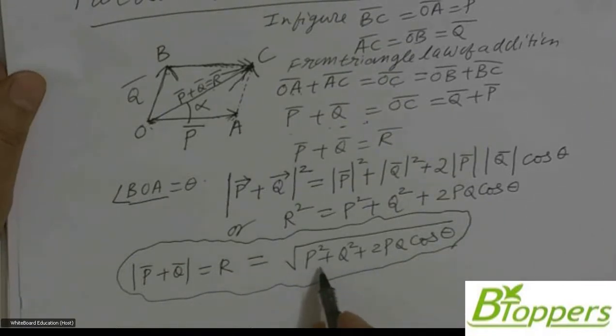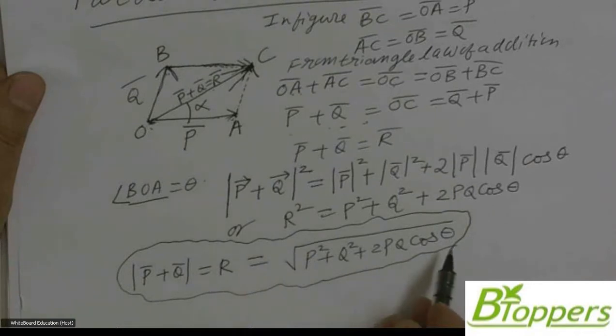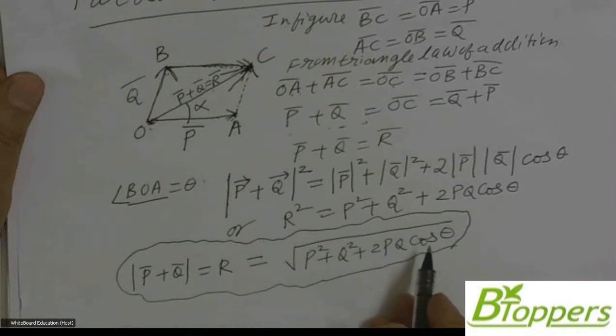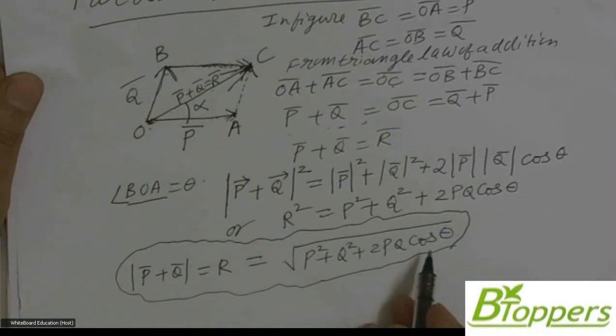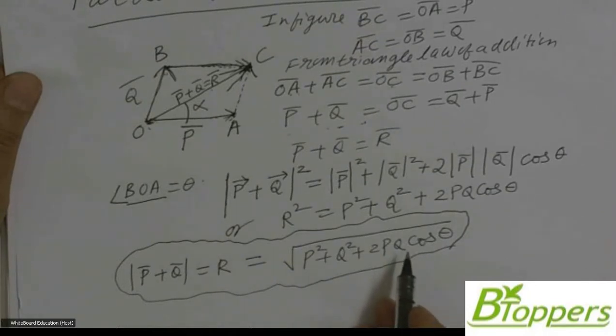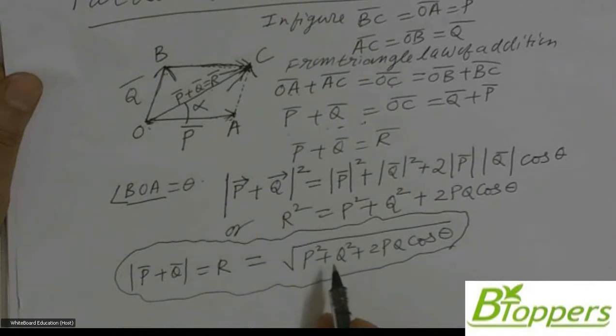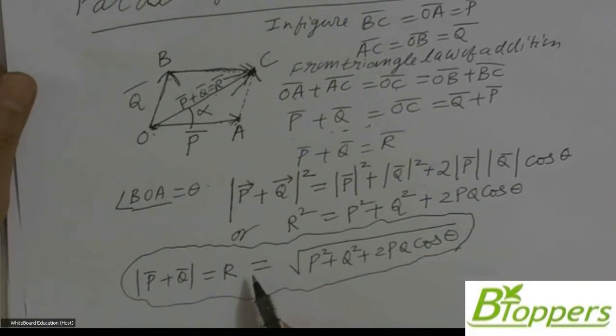So for given values of P and Q, R will be maximum when cos theta is maximum. The maximum value of cos theta is equal to 1. Cos theta will be equal to 1 when theta is 0 degrees. So the angle theta between the two vectors can be taken as 0 degrees when the two vectors act in the same direction. So for given values of P and Q, the magnitude of the resultant will be maximum when the two vectors act in the same direction.